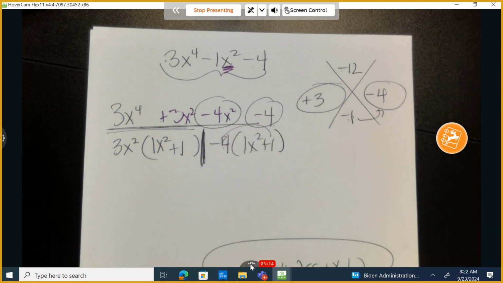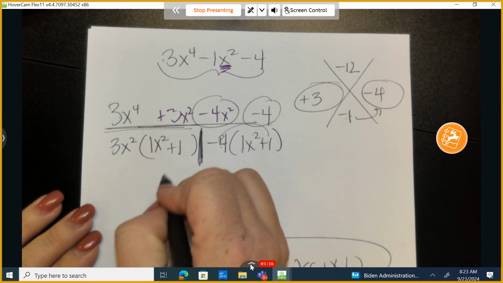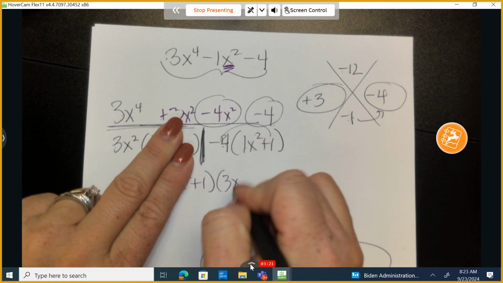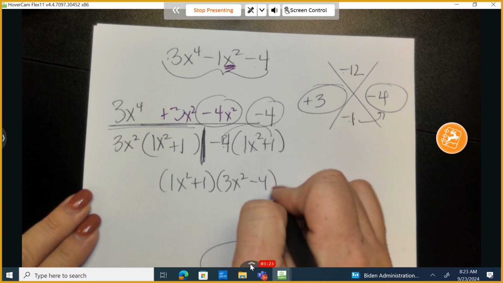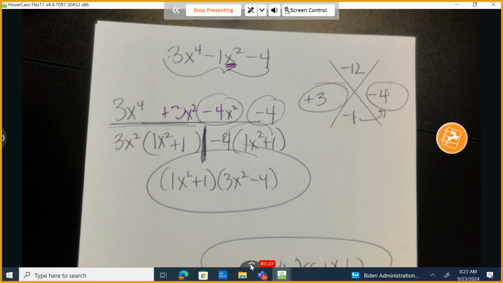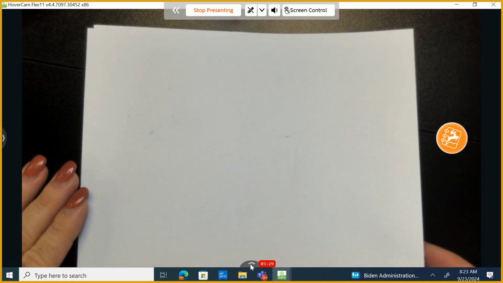Okay, we've got a front half and a back half. They both contain the parenthesis 1x squared plus 1. In front of the first parenthesis is 3x squared. In front of the second parenthesis is negative 4. This leads us to what we talked about yesterday, or on Friday. Please write these down.